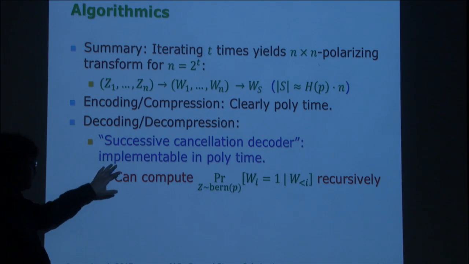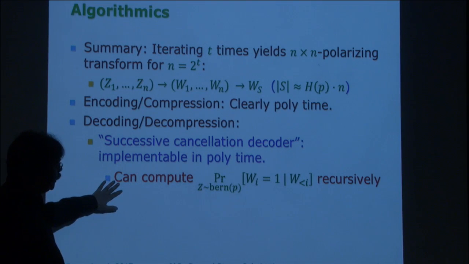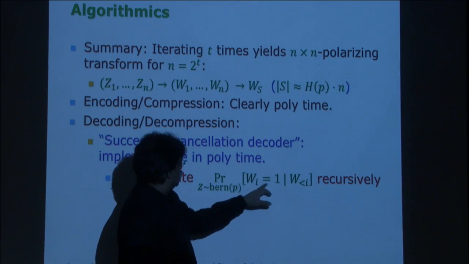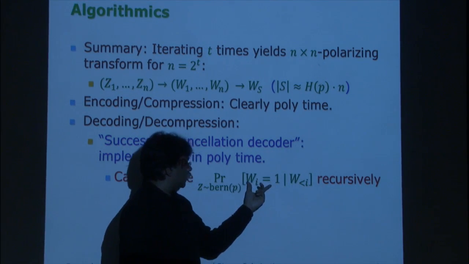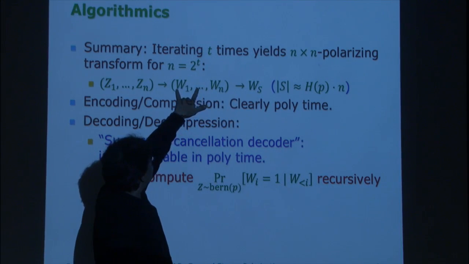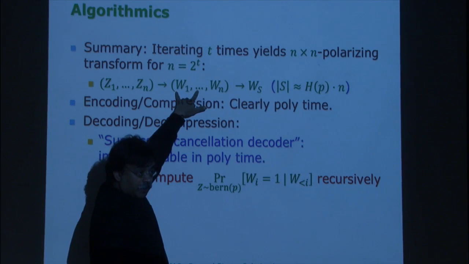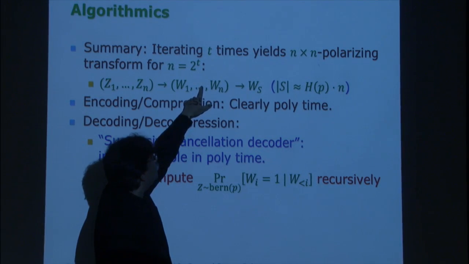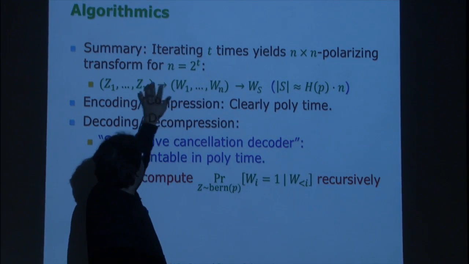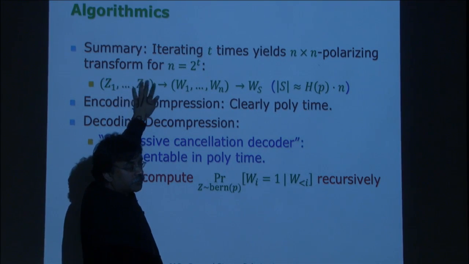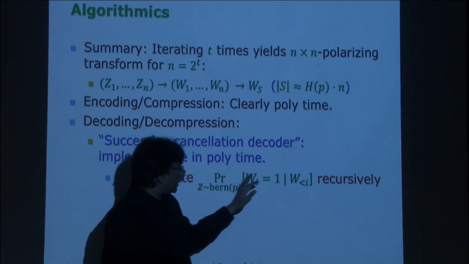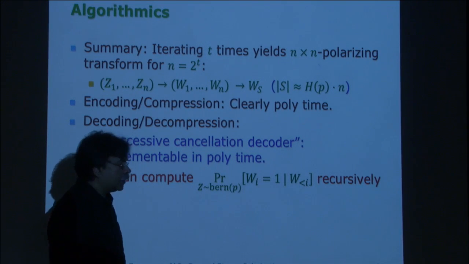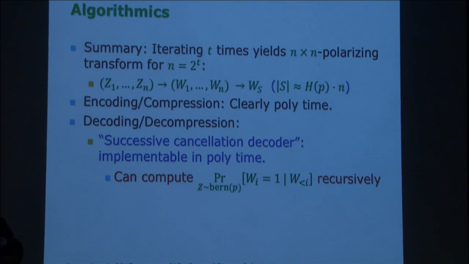So there is decoding which can be implemented in polynomial time. The rough idea is that you can compute the following thing. If I tell you the first i minus one bits, how they ended up being, there is an efficient algorithm which can estimate the probability that the next bit was one or zero, knowing that these are independent Bernoulli bits. This computation can be carried out efficiently, in time n log n or so, and this gives us a way to decode efficiently.